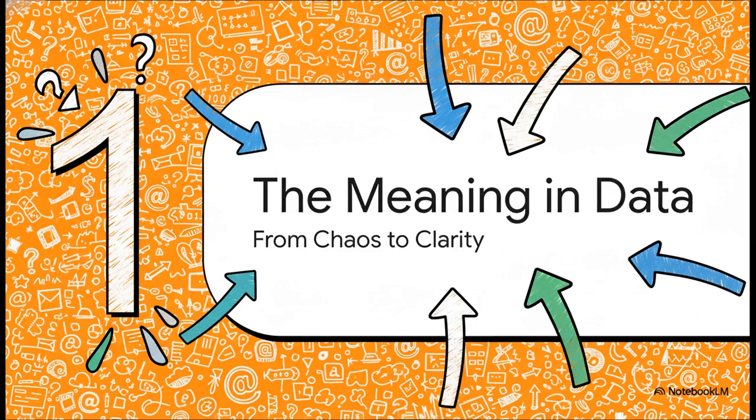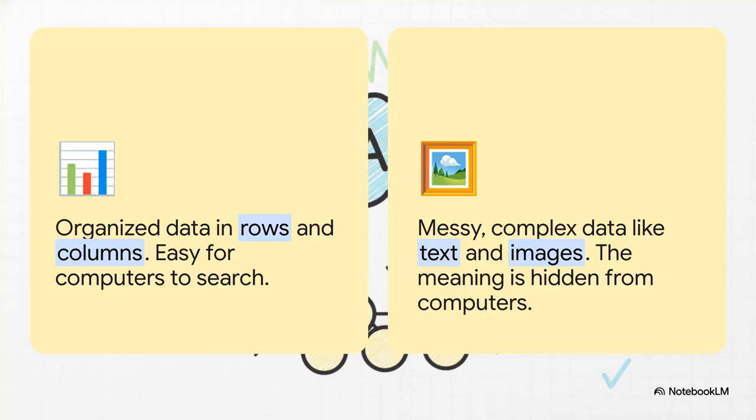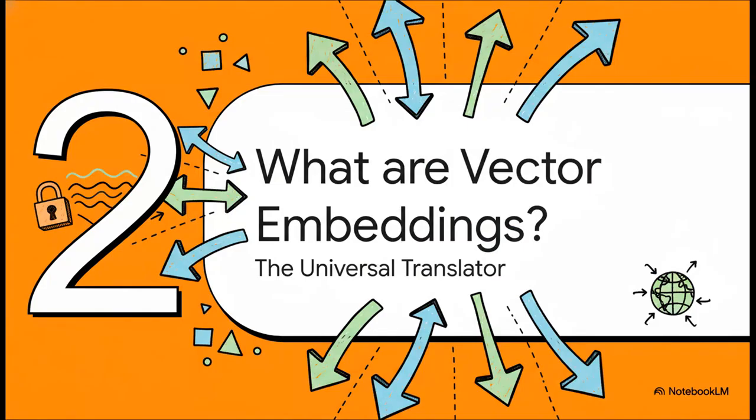The digital world we live in is this wild, chaotic jungle of information, and for the longest time, computers have been completely lost in it. Just picture this for a second. On one side, you've got your perfectly organized spreadsheets, neat little rows and columns. That's a computer's dream. It's super easy to search, easy to filter. But then, on the other side, you have everything else. All the text, all the images, the audio, the videos. It's this beautiful, chaotic mess. But to a computer, the actual meaning behind it all is basically invisible. So how do we crack this code?